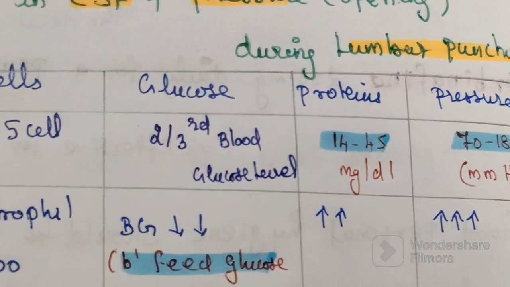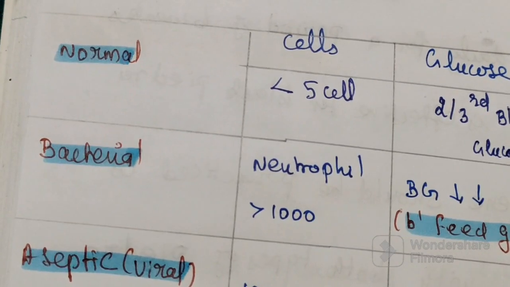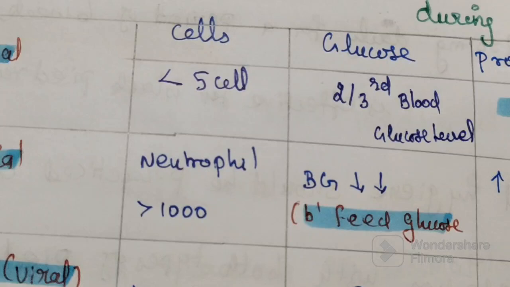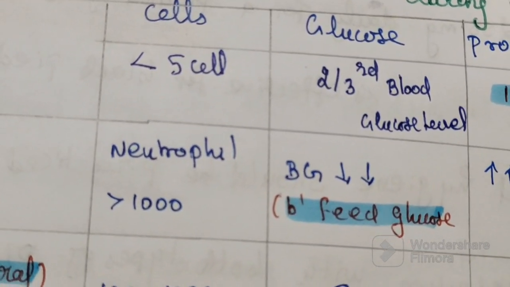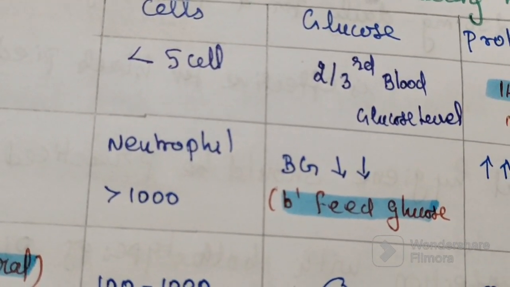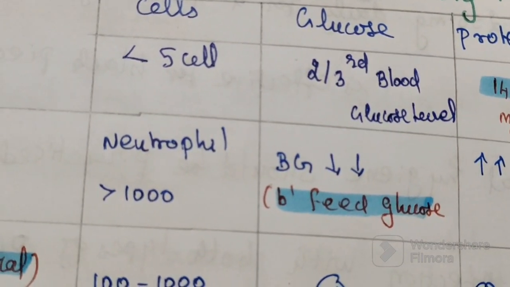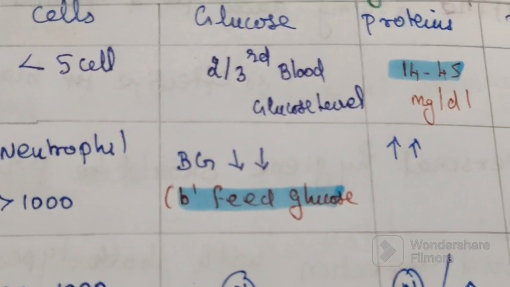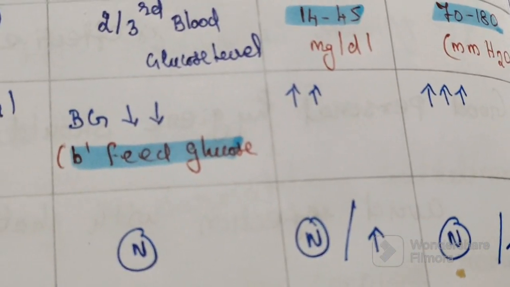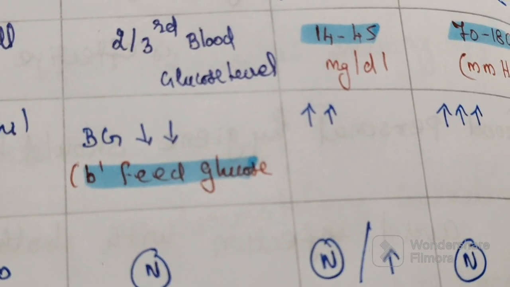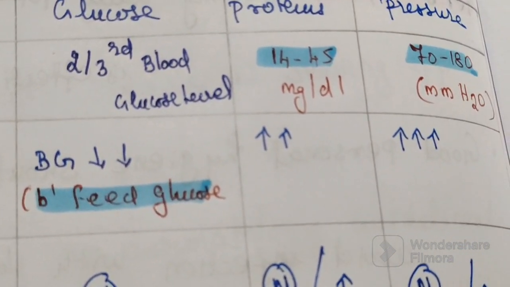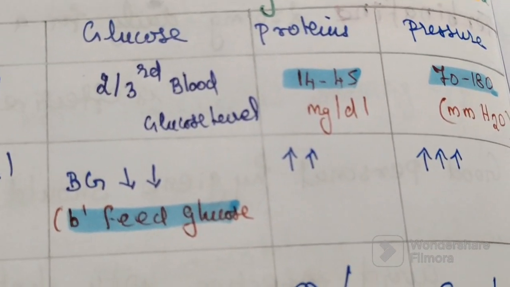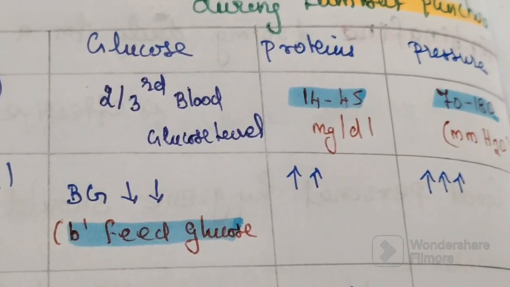In bacterial meningitis, neutrophil predominance will be there, and more than 1000 cells will be there. The CSF glucose level will be decreased because bacteria feed on glucose, and protein is increased, and opening pressure is very high.